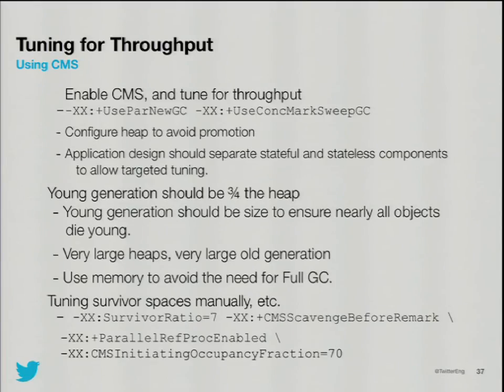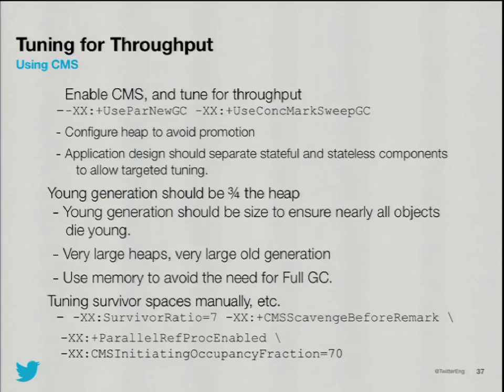Tuning CMS for throughput. You're basically configuring it to avoid promotion. As I said, CMS is rather brittle. So if you're really going to go after CMS for throughput, you're basically going to tune it to have very large young generations. And you're also going to need to control your application to limit promotion and clamp down allocation rate. Clamping down allocation rate enough that you don't have premature promotions within CMS.